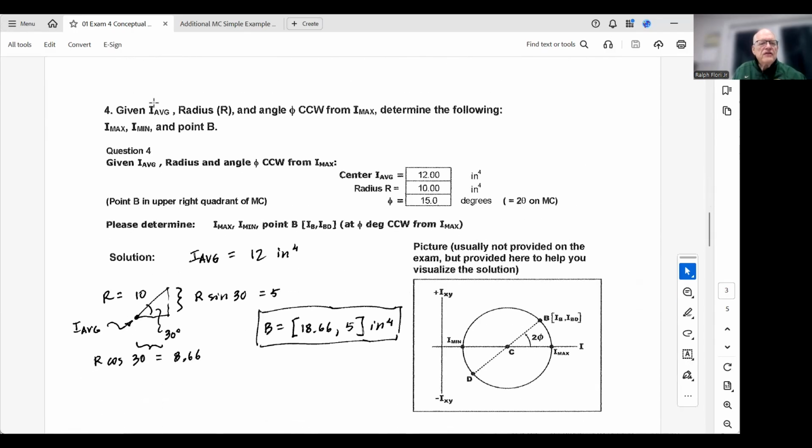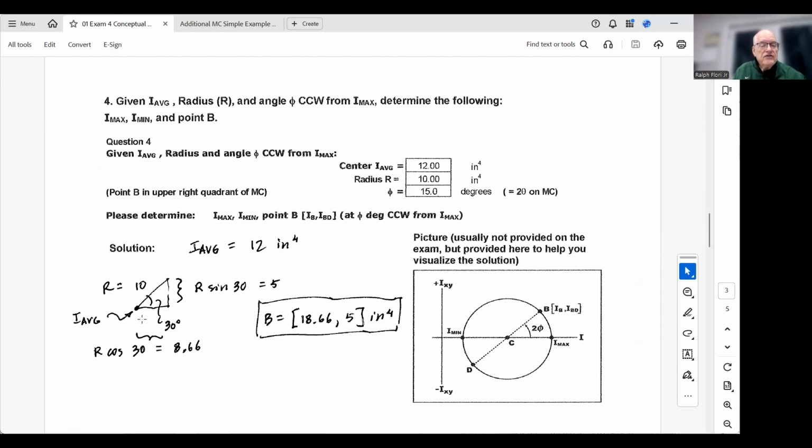This one gives you an I average, which is the center of the circle, and gives you a radius. It gives you an angle clockwise or counterclockwise from I max. And it asks you to find I max, I min, and some point B. So it gives you an I average, which is 12, a radius, which is 10, and an angle, which in this case is 15 degrees on the cross section, which is 30 degrees on Mohr circle.